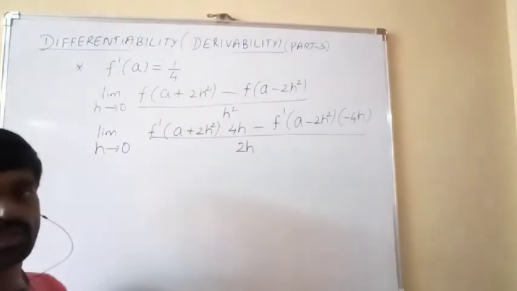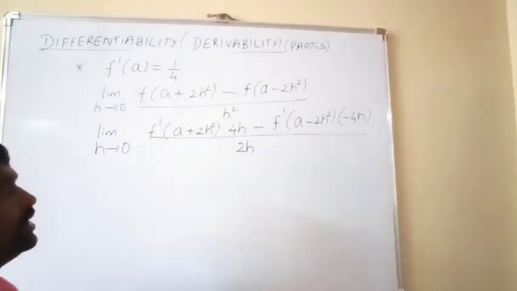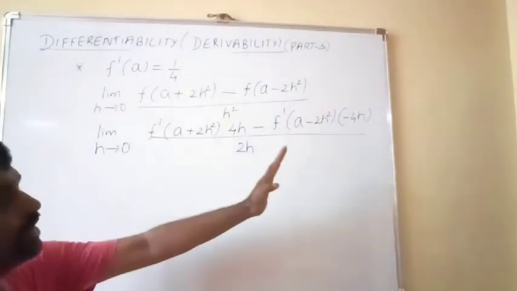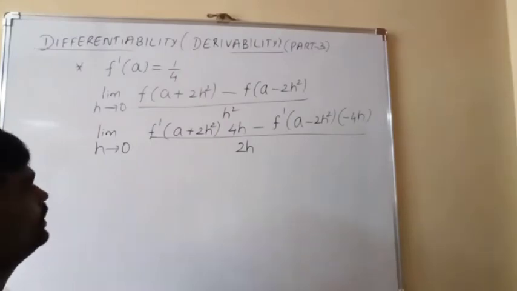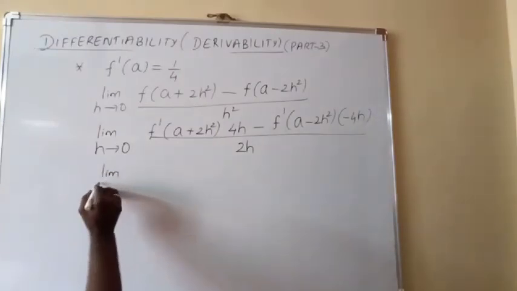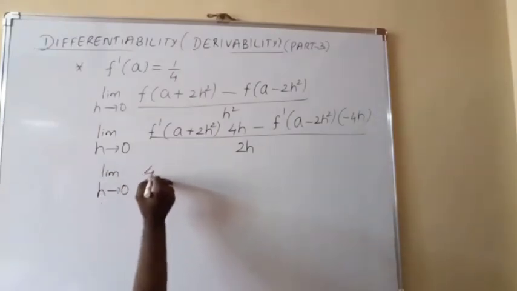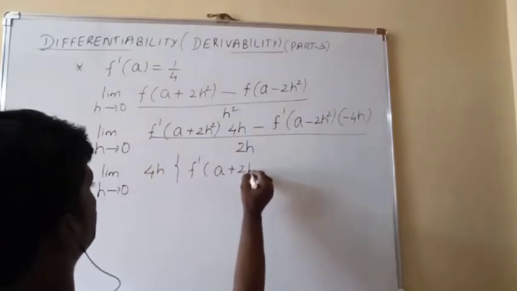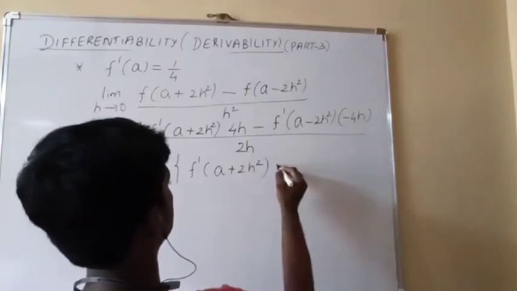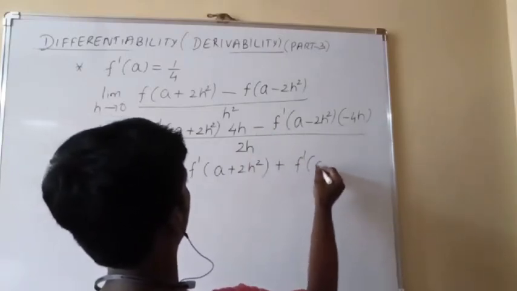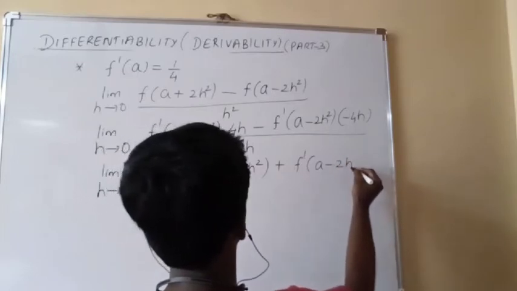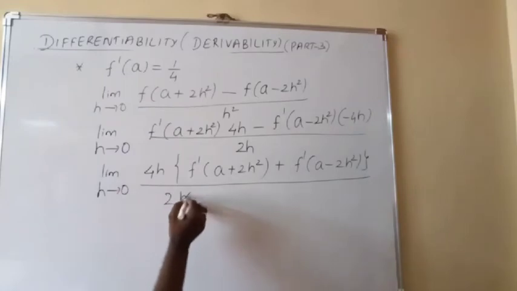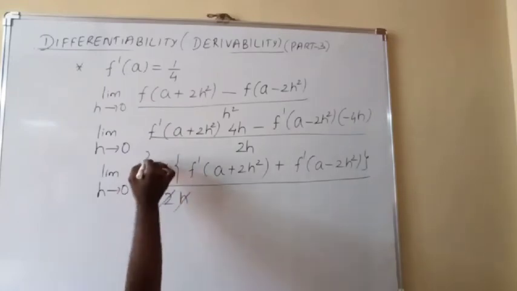Don't apply L'Hospital's rule once again, because you will get 0 by 0 form again because of this h. It is better to take h common and cancel. So limit h tends to 0, taking 4h common in the numerator, f dash of a plus 2h square plus f dash of a minus 2h square, divided by 2h. So h gets cancelled, 2 ones, 2 twos.